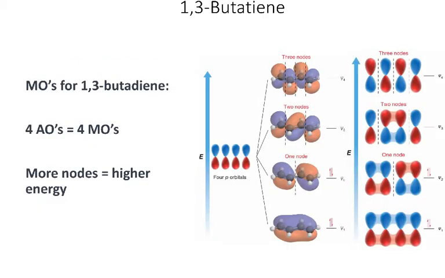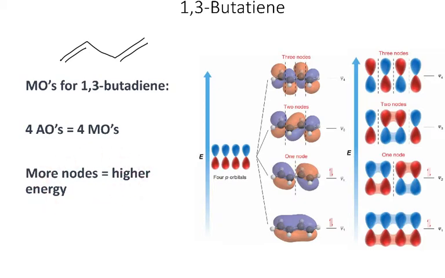Okay, so now we're considering 1,3-butadiene. All 4 carbon atoms are sp2 hybridized, and so they all have an unhybridized p orbital that essentially they're bringing to the party. So I have 4 atomic p orbitals, and so I'm going to get 4 molecular orbitals. And the more nodes we have, the higher the energy is going to be.